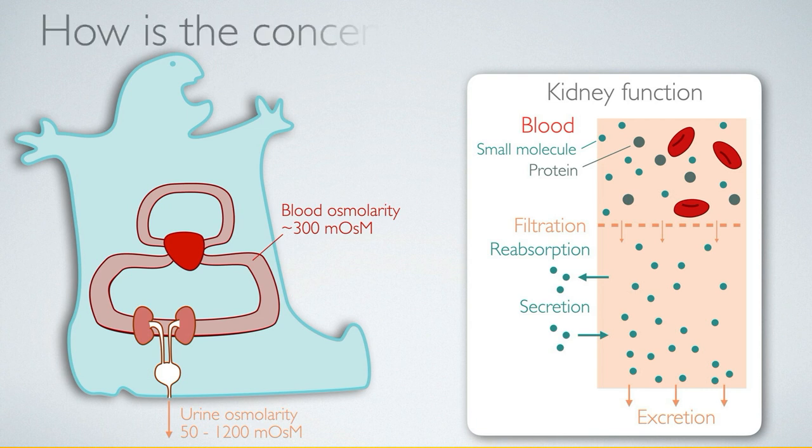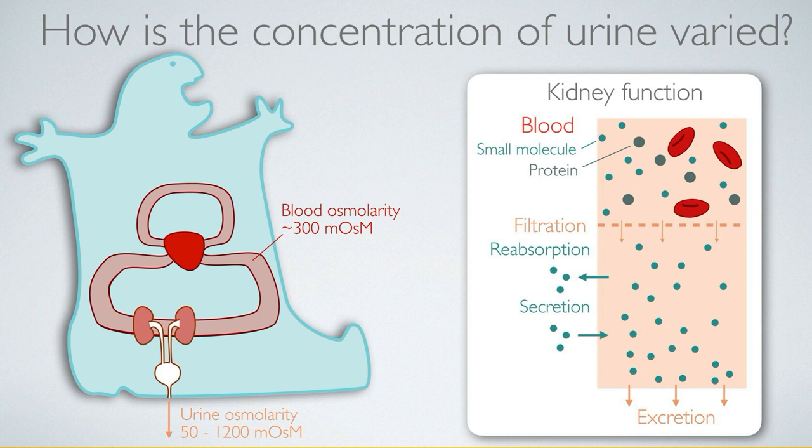But right now, we're going to focus on this question. How is the concentration of urine varied? And that largely has to do with the control of water. How much water is going to make it into what is ultimately excreted, what becomes the urine. And by essentially adding water from the bloodstream or taking water away from the filtrate, that allows for this range of osmolarities that are generated in the urine.